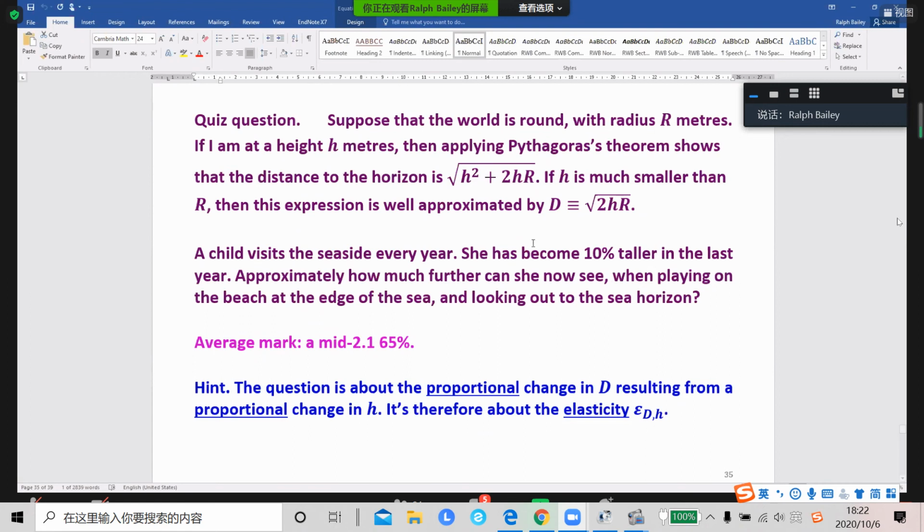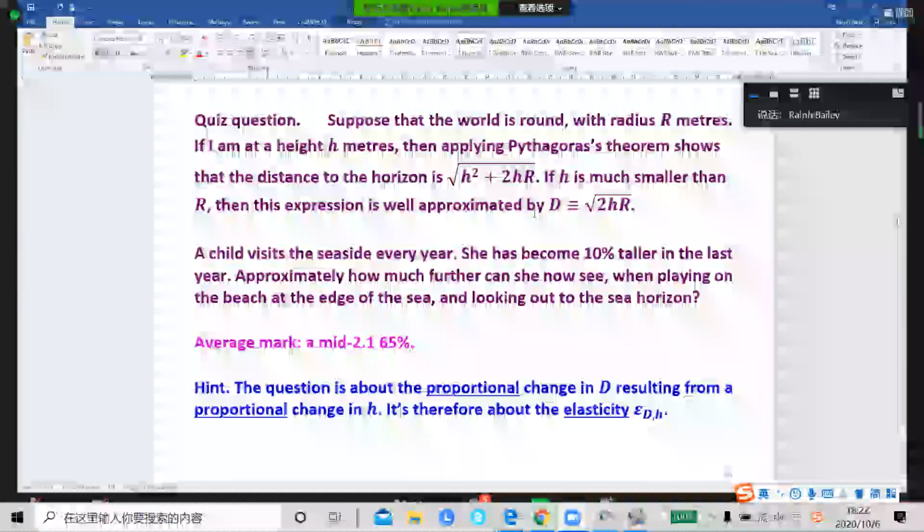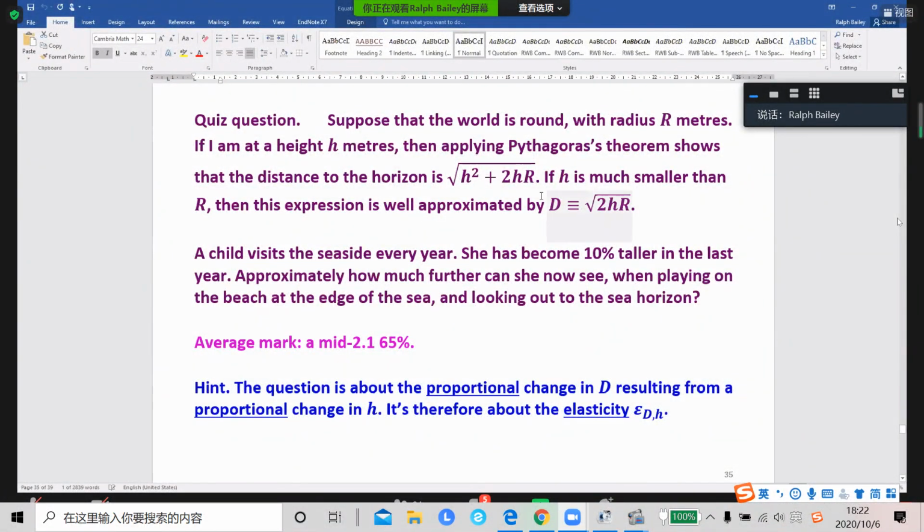And another additional challenge is to show that if h is much smaller than r, then we have this very good approximation, square root of 2hr. So what's the question? A child visits the seaside every year. She's got 10% taller in the last year. So in percentage terms, how much further can she now see to the horizon? It's an elasticity question. You can actually do it by plugging values into the formula, but it's not quite so much fun.